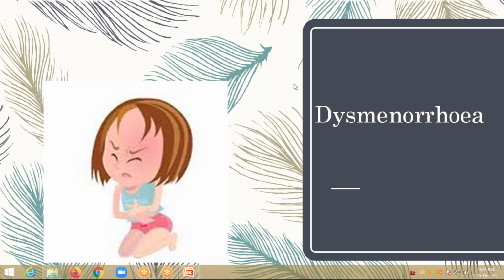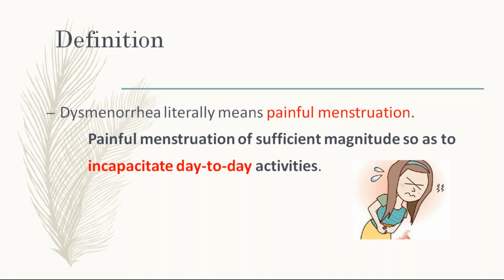So today's topic is about dysmenorrhea. Coming to definition, dysmenorrhea literally means painful menstruation of sufficient magnitude so as to incapacitate day-to-day activity. So if this pain is so severe that a woman cannot do her day-to-day activity, then we'll call it dysmenorrhea.